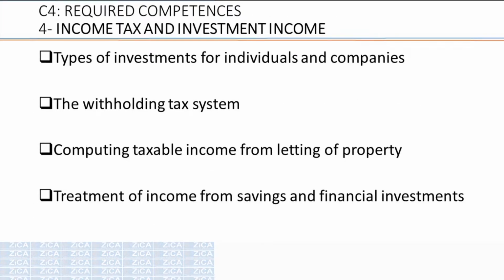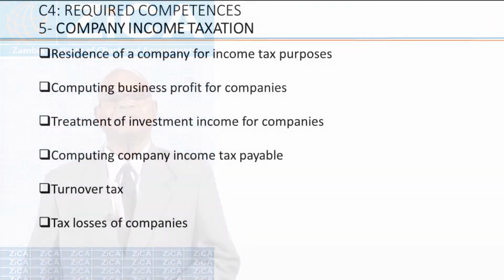Now, when it comes to income tax and investment income, this looks at the types of investments for individuals and companies, and then the withholding tax system, computation of taxable income from letting of property, and treatment of income from savings and financial investments. Now, when it comes to company income taxation, this basically looks at the residence of a company for income tax purposes, computation of business profit for companies, treatment of investment income for companies, computing company income tax payable, turnover tax, and also the tax loss treatment.